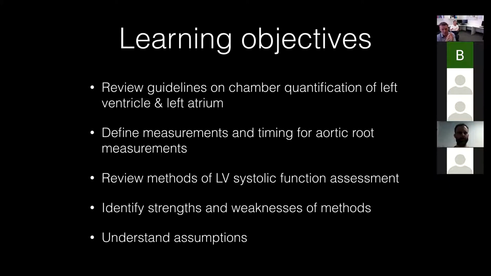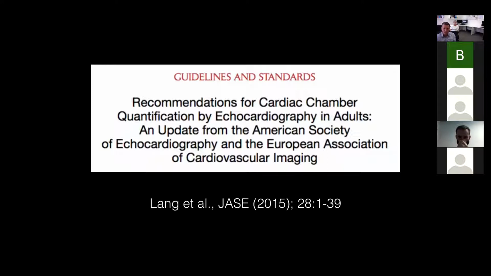We need to define these measures, for example how to do aortic root measurements if we're doing them versus M mode. And systolic function is obviously one of the main things that people want to do echoes for, particularly if a patient is hemodynamically unstable. Let's talk about some of the problems with each of these as we go along.